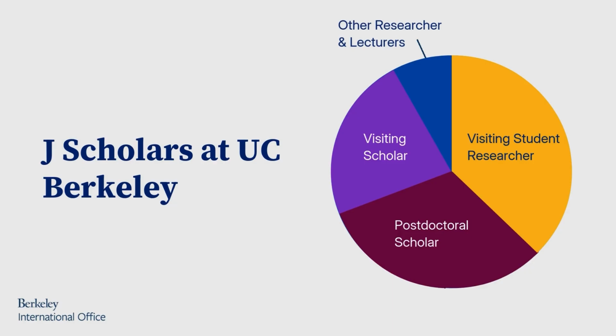Finally, our JScholar population includes a number of different appointment titles from lecturers, visiting professors, associate researchers, and project scientists, just to name a few. These are for temporary research or teaching positions at UC Berkeley. It is important to mention that these appointment titles are given to you by UC Berkeley Human Resources and are not the same as your J1 visa category, but more on that later.